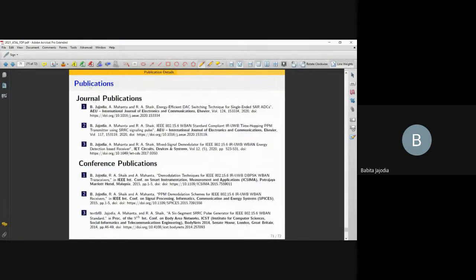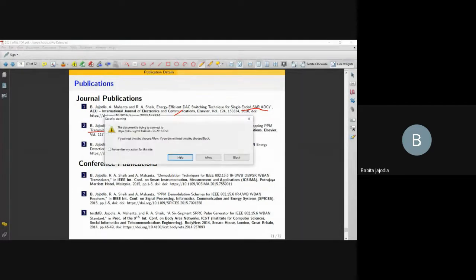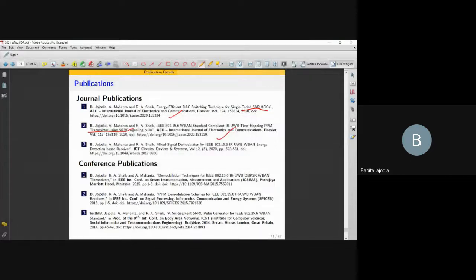These are the publications we have covered up to date. In 2020, we had two publications: one on the single-ended SAR ADC, as I mentioned, and the next one on the transmitter, the entire design I have described. Based on the receiver, we published a paper in an IEEE circuits and systems journal. This was the first work covered on the SRC, and these are a few demodulation techniques we have tried to engage in that.